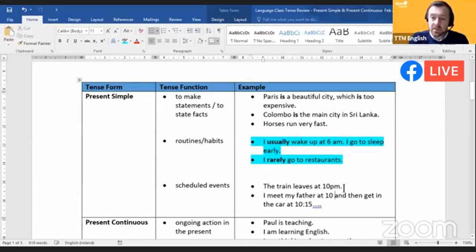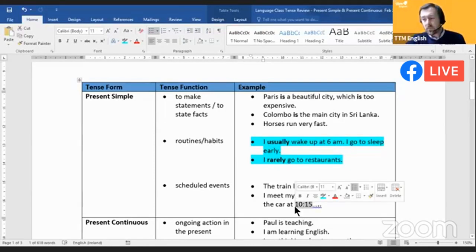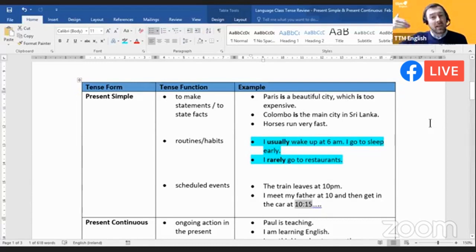So we use the present simple for that. The train leaves at 10 p.m. I meet my father at 10 and then get in the car at 10:15. So that could be a scheduled event that I am explaining to someone else. So it could be on the day of the wedding. I meet my father at 10 and then I get in the car at 10:15. So this is almost an official schedule for other people to follow as well as me, not an arrangement.